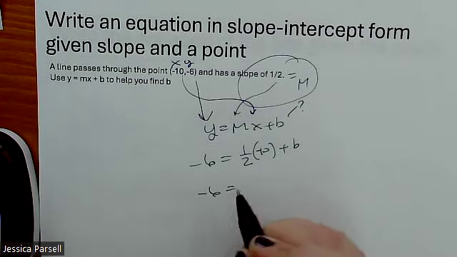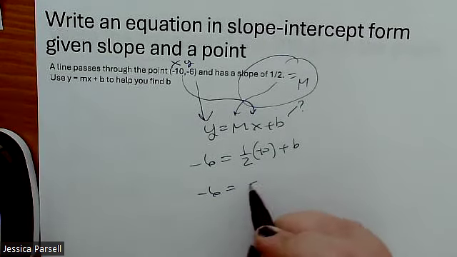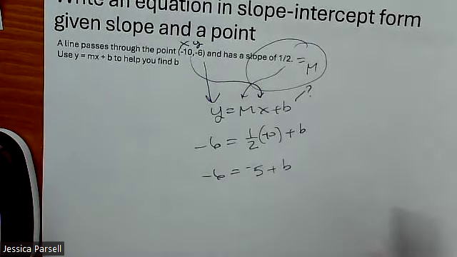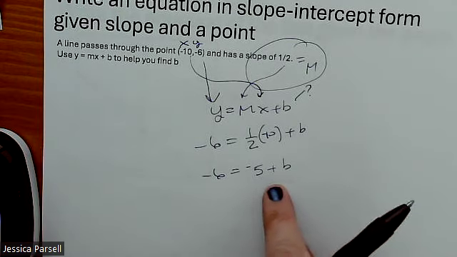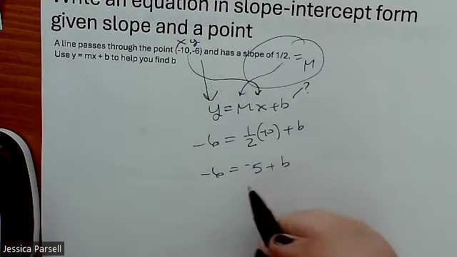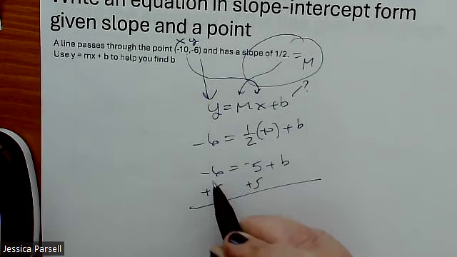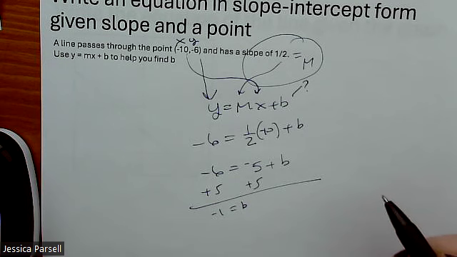So negative 6 equals, well, 1/2 of 10 is 5, and a positive times a negative makes a negative, plus b. Okay, we want to know what b is, or negative 5 plus what number would give us negative 6. So let's add 5 to both sides, and negative 6 plus 5 is negative 1 equals b.